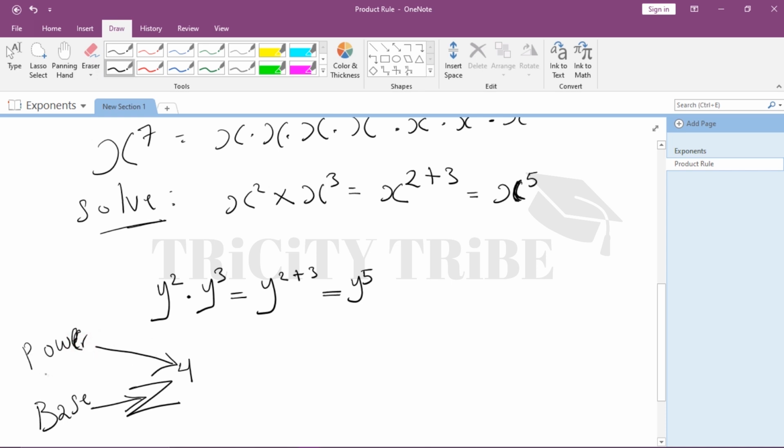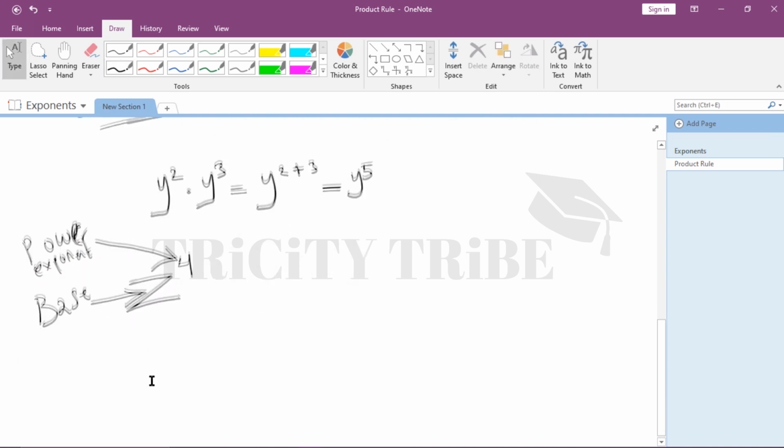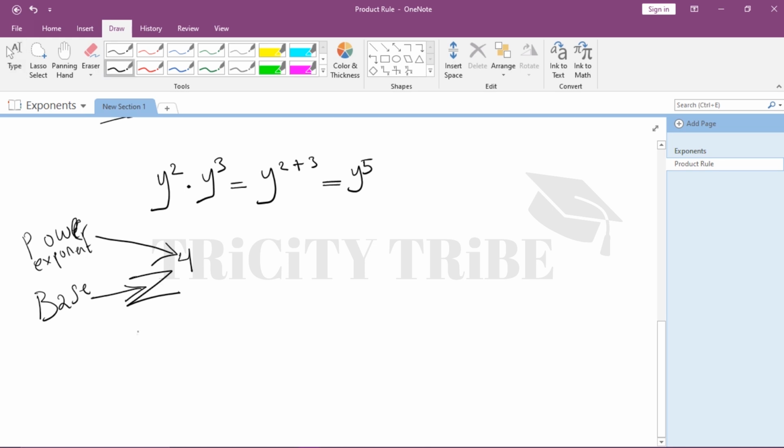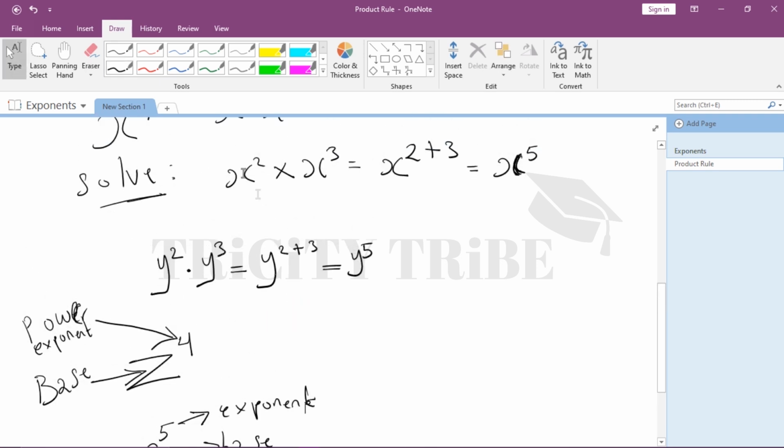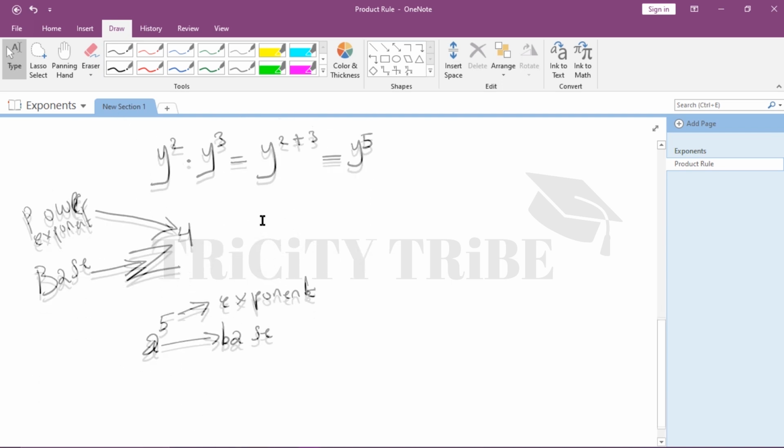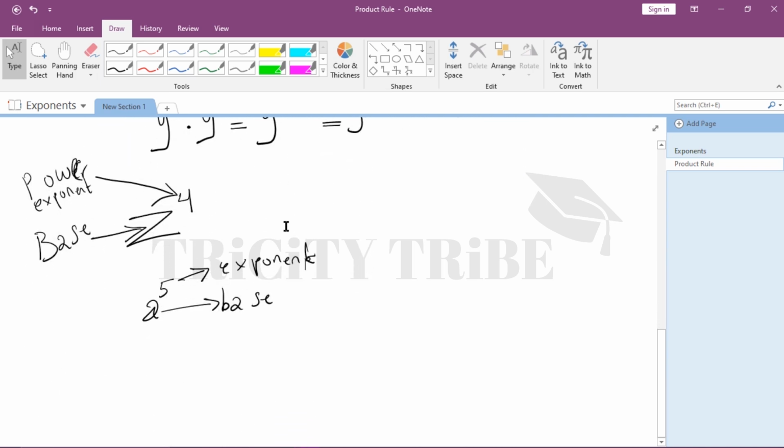Or you can say the exponent. Okay, I'll take that again. If you have a letter A raised to the power 5, your A is what? The base, and your 5 is what? The exponent. Now, if you observe in this question I gave you, the bases are the same, but the exponents can be different.